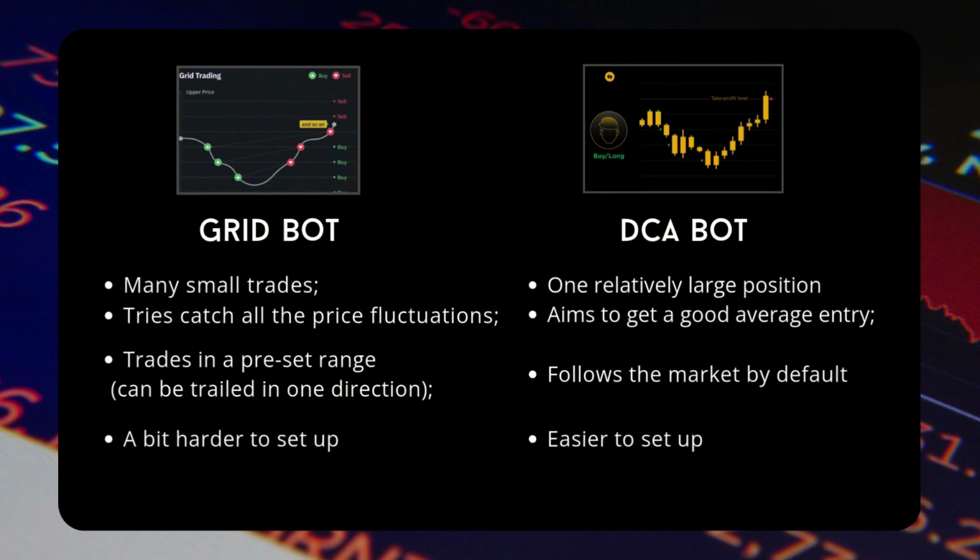Thirdly, the GRID bot is a bit trickier to set up, while the basic futures DCA bot is a bit more intuitive to set up. Finally, the DCA bot is a bit more risky, but the difference is not that dramatic, and you'd have to manage risks and use stop loss for both anyway, especially on futures.